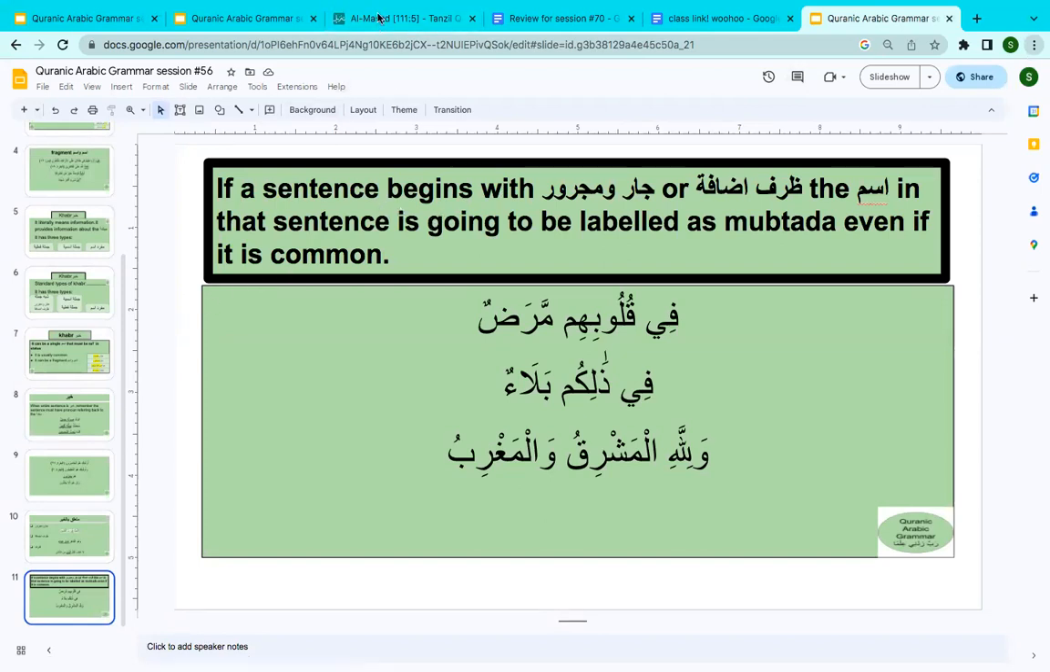If your sentence begins with a jar wal majroor or zarf or idafa, the ism in that sentence is going to be labeled as mubtada even if it is common. So fi qulubihim maradun, what is maradun going to be? Is it going to be khabar or is it going to be mubtada? It's going to be mubtada. Fi dhalikum bala'un. What are we going to label bala'un? It's going to be mubtada.